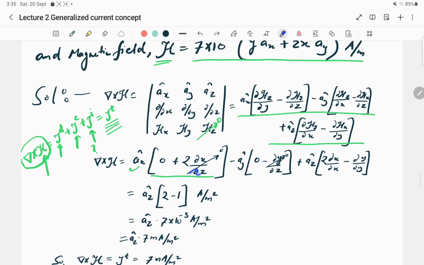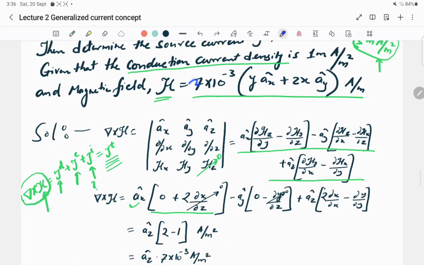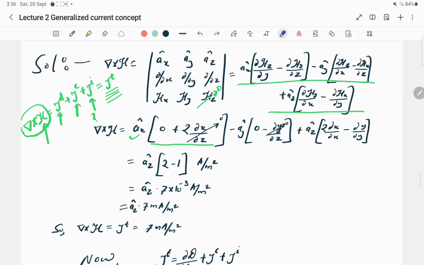Now del X by del Z is 0, del Y by del Z is also 0, del X by del X cancels out and becomes 1, and del Y by del Y also cancels out and becomes 1. So only the AZ component remains, which is AZ times 2 minus 1. Since in the question this magnitude was also present, I am multiplying it here.